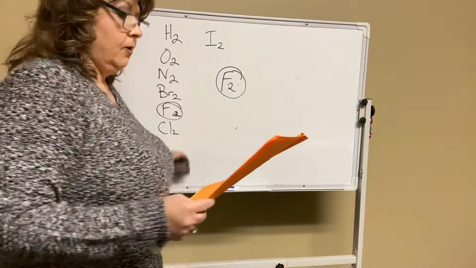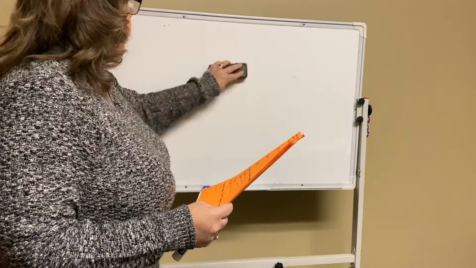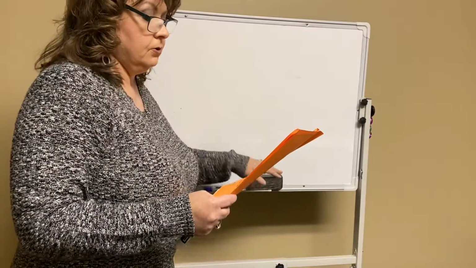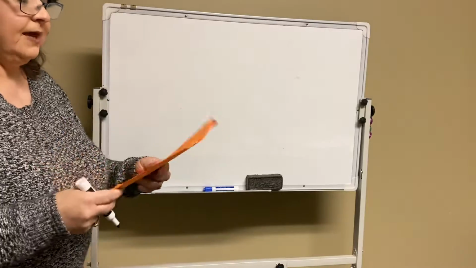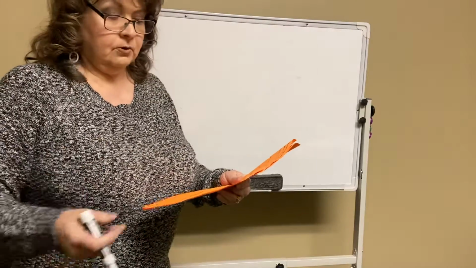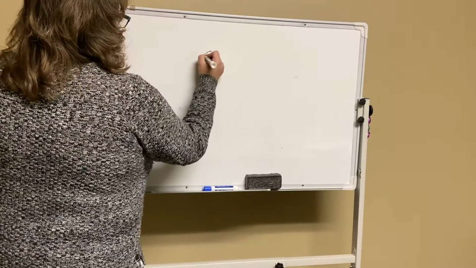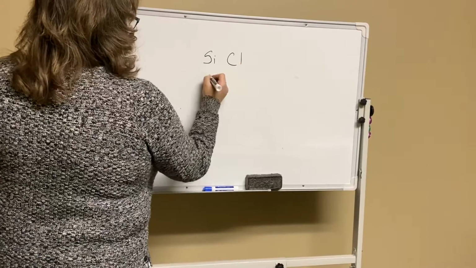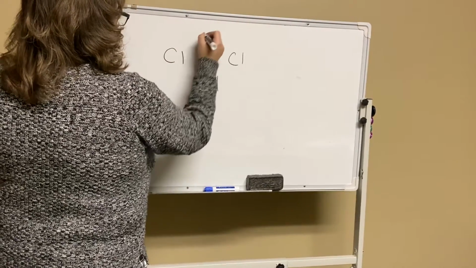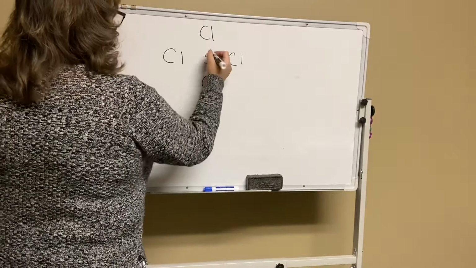Next, we're going to go over number 14, determining the Lewis dot structure and shape, and whether or not it's polar or nonpolar. So we have silicon tetrachloride for this. Because there are 4 chlorines, silicon is going to be in the middle, and I'm going to draw my chlorines, 4 of them, on either side. I'm going to start with my silicon.